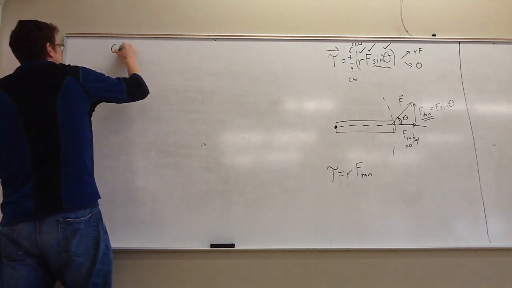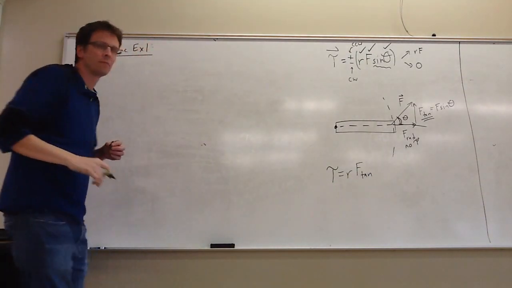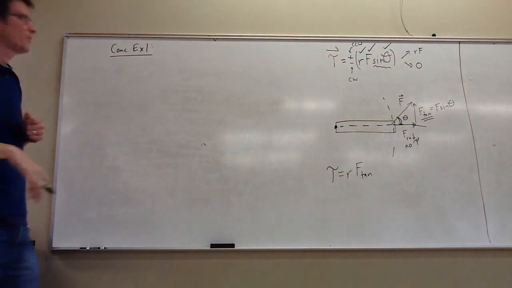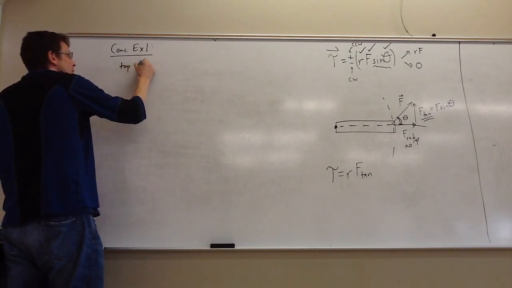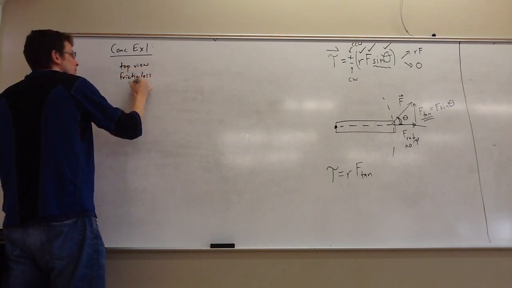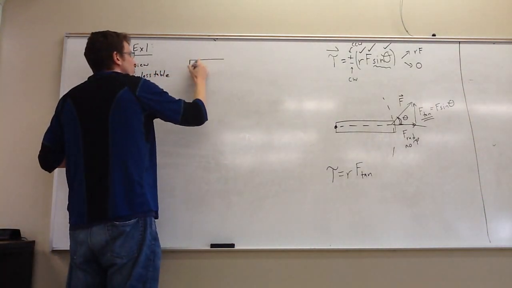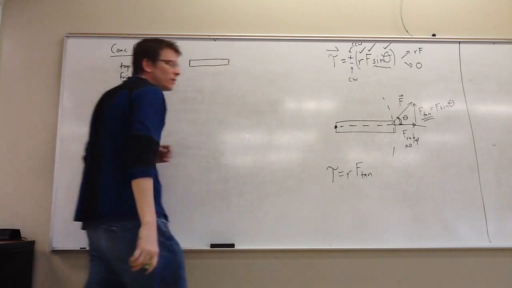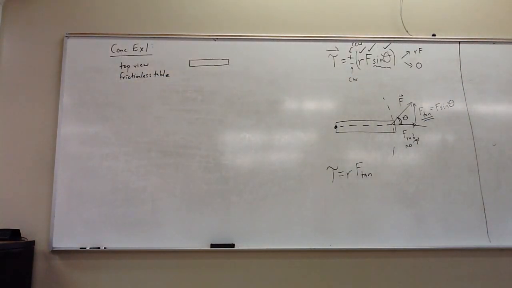So this is conceptual example number 1. I'm going to have my system be this. This is going to be a top view of a frictionless table. And my system is going to consist of a flat bar that is sitting on a table. You can imagine it like someone left a ruler on an air hockey table. Okay?